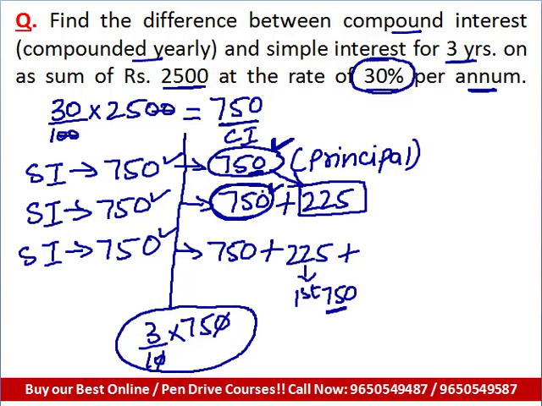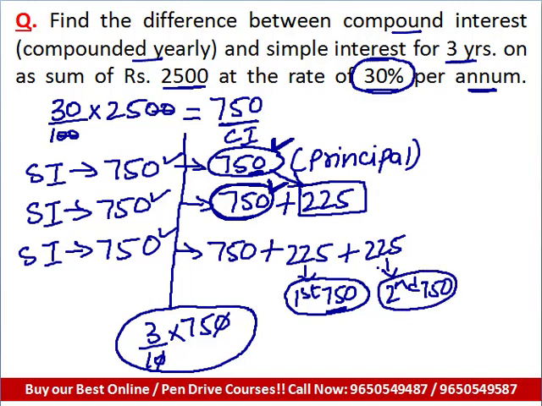So again, students, 30% of this second 750 will be 225. So what is the second 225? Where does it come from? The second 225 comes from the second 750 rupees, that means the 750 rupees which you can see in the second year.